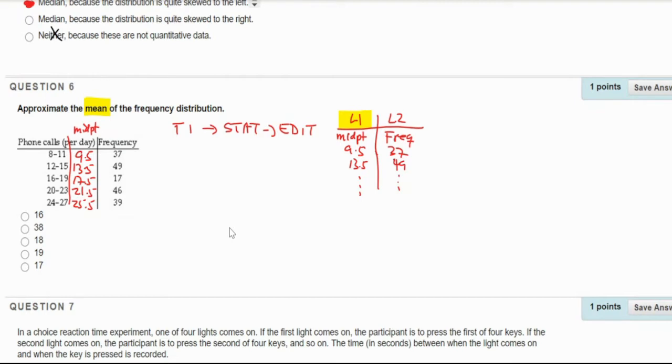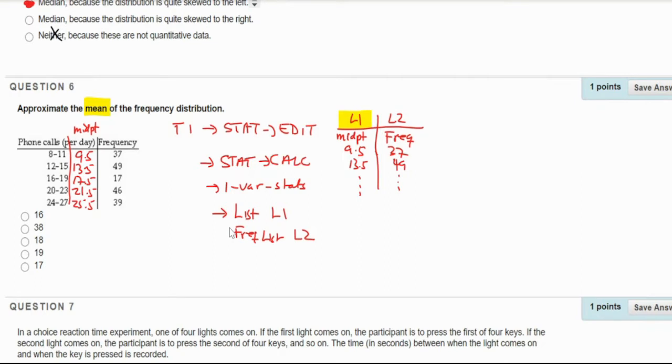So after you've done start edit, then you're going to go to start, then you go to calc. All right, then you select one var stats. And then when you select the one var stats, it's actually going to depend upon what calculator you have. For list, you're going to put L1. For freq list, you're going to put L2.